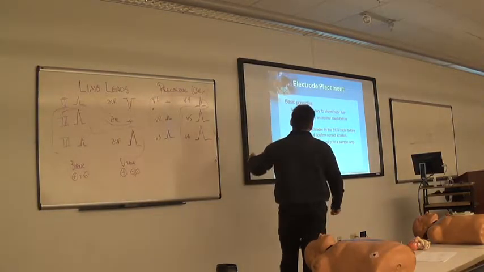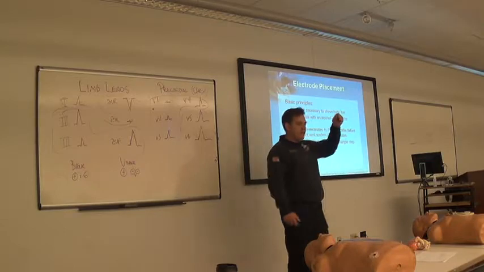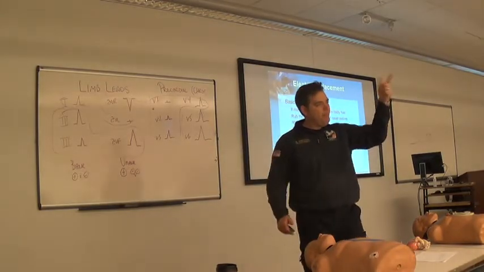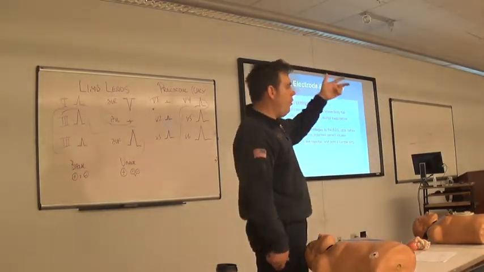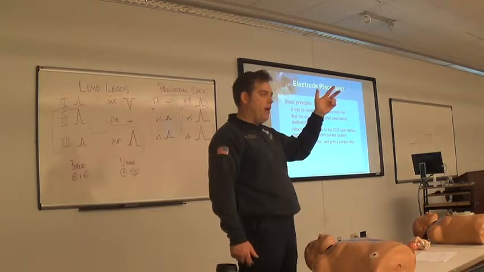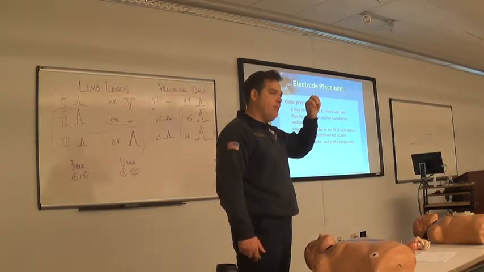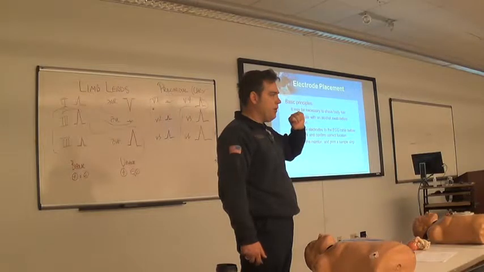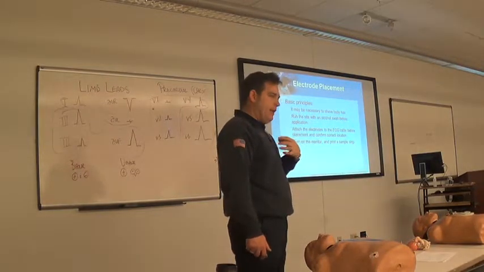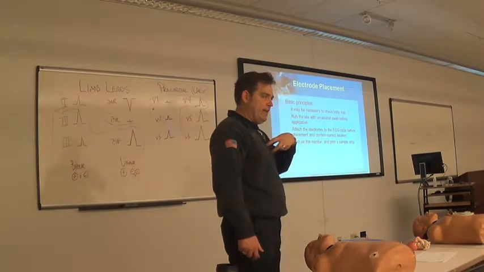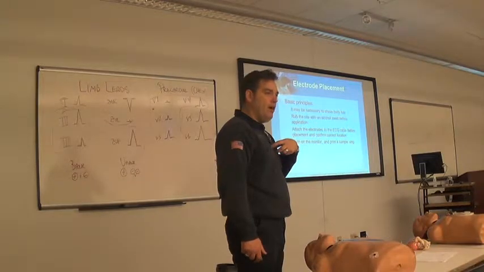All right, some basic principles of electrode placement come down to three things. If they have hair, you must shave it. If they have oil and dirt, you must clean it off. And then you must abrade the top portion of the skin with a 4x4 or something. If that electrode cannot adhere to the skin really well, you're going to have artifact.